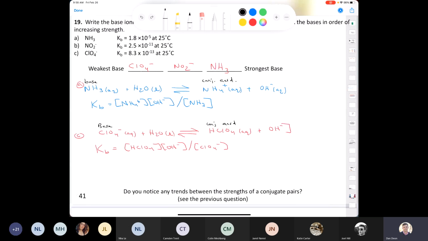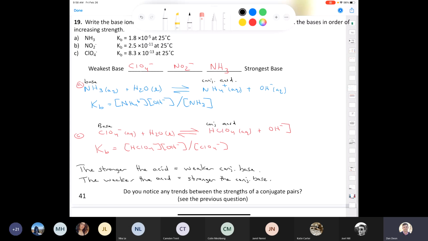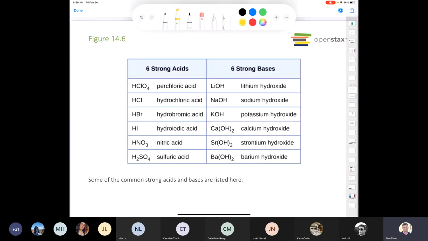Okay, so if you didn't follow me on that, you'd say the stronger the acid, we get a weaker conjugate base, and the weaker the acid, the stronger the conjugate base. Okay? Very important that you understand this right here. Stronger acids produce weaker conjugate bases, and weaker acids produce stronger conjugate bases. Okay? Again, Violet, if you need a list, this is the list of the 6 strong acids and the 6 strong bases. Memorize this list.